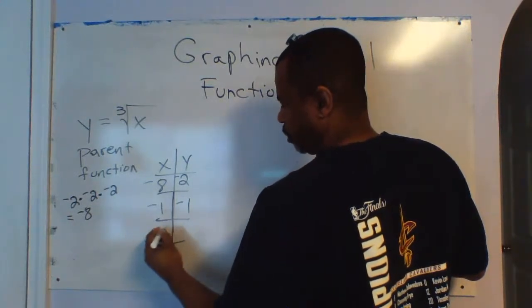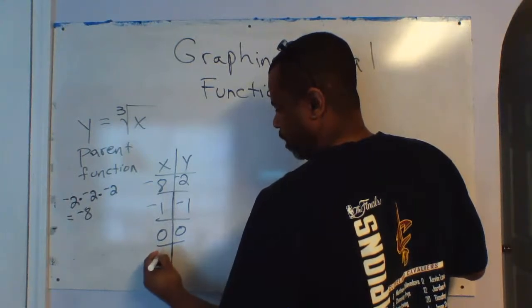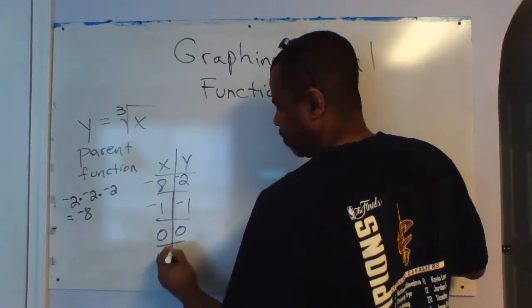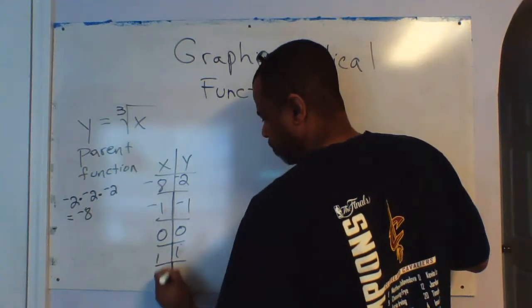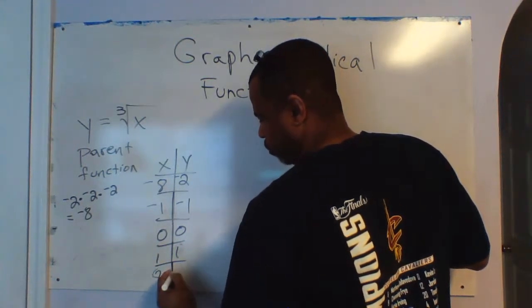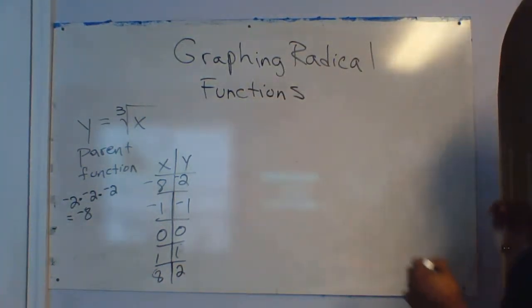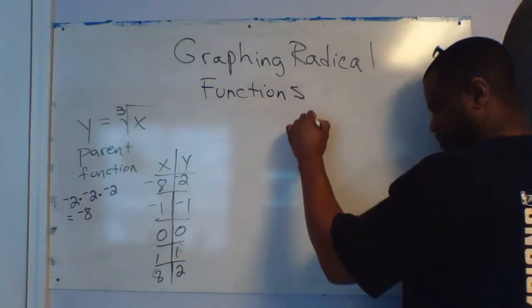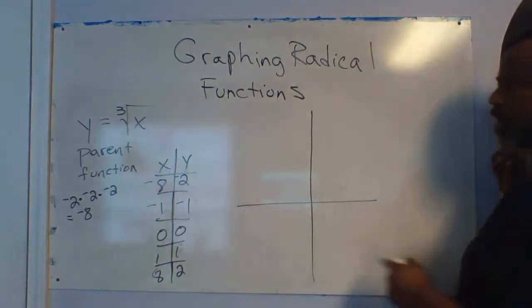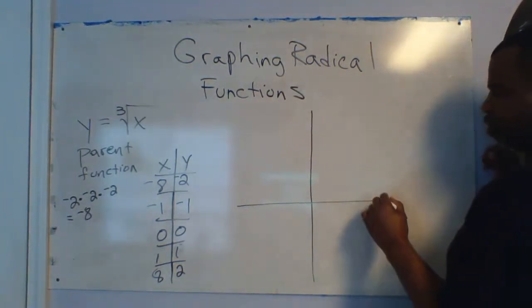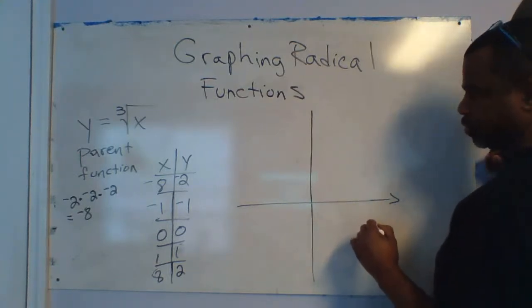Now, of course, if we put 0, we get 0. If I put 1, we get 1. If I put 8, we're going to get positive 2. So when we graph this, it's going to look like this. It's an odd function, right? So we know what the end behavior is going to look like.